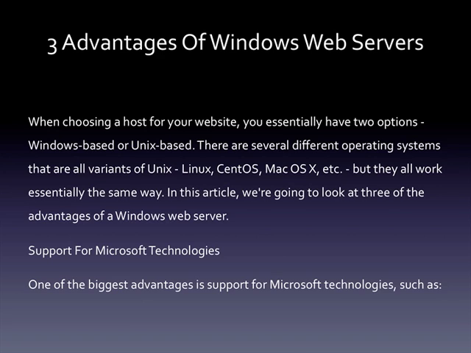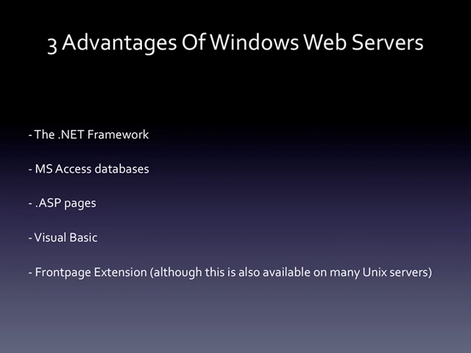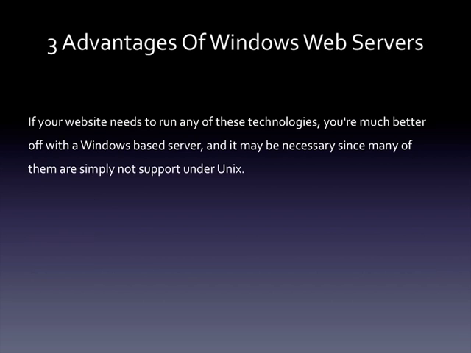Support for Microsoft technologies. One of the biggest advantages is support for Microsoft technologies, such as the .NET framework, Microsoft Access databases, .ASP pages, Visual Basic, and the FrontPage extensions, although this is also available on many Unix servers. If your website needs to run any of these technologies, you're much better off with a Windows-based server, and it may be necessary since many of them are simply not supported under Unix.